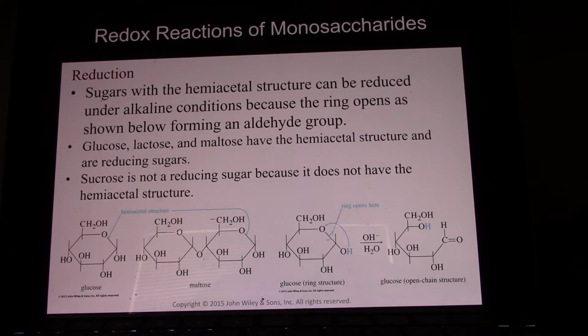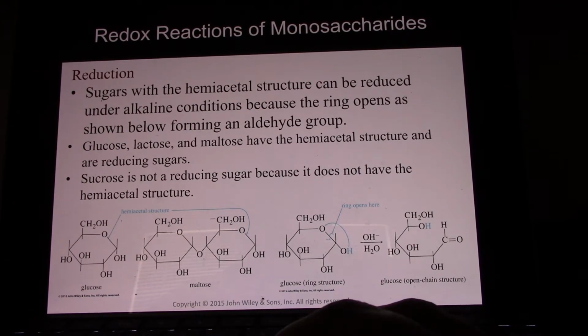Sugars with the hemiacetal structure can be reduced under alkaline conditions because the ring opens as shown below, forming an aldehyde group. So the rings, the hemiacetal portion can open up, and then it can be attacked.